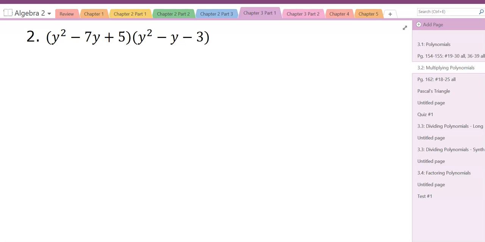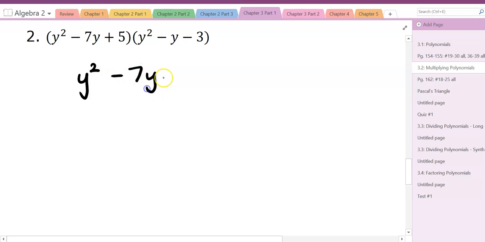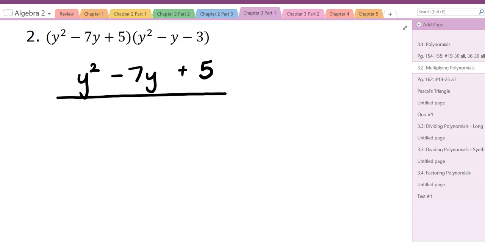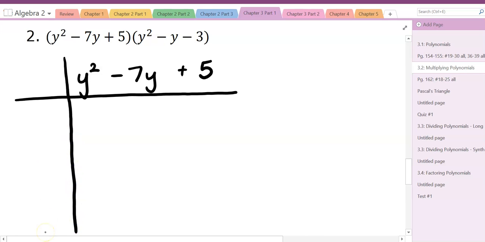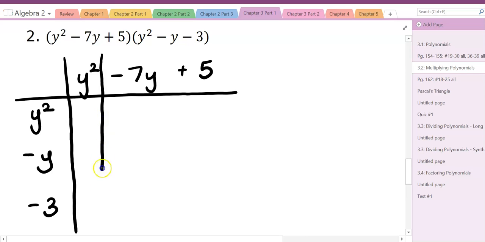What we do is we write out the 2 polynomials. You keep the same signs and everything. We put one across the top, so y squared minus 7y plus 5. And we do the other one going up and down on the left side here, so y squared minus y minus 3. Notice that I'm keeping the minus sign in front of the y and in front of the 3. So don't forget about those. And then I'm going to draw in the rest of this box here.